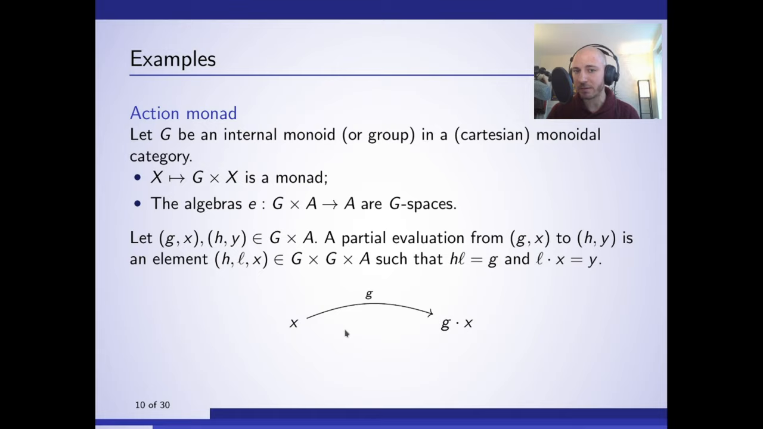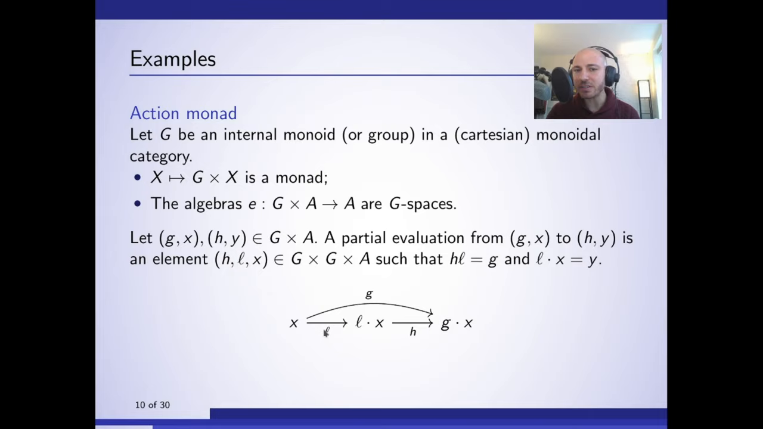If you want, you can think of x as being where we are, and g is how much gas we have in our tank. So we could go all the way to here. That's our translation. Or maybe how much time we have to go there. So what's a partial evaluation? A partial evaluation is, well, just use half of your guess, or part of your guess.